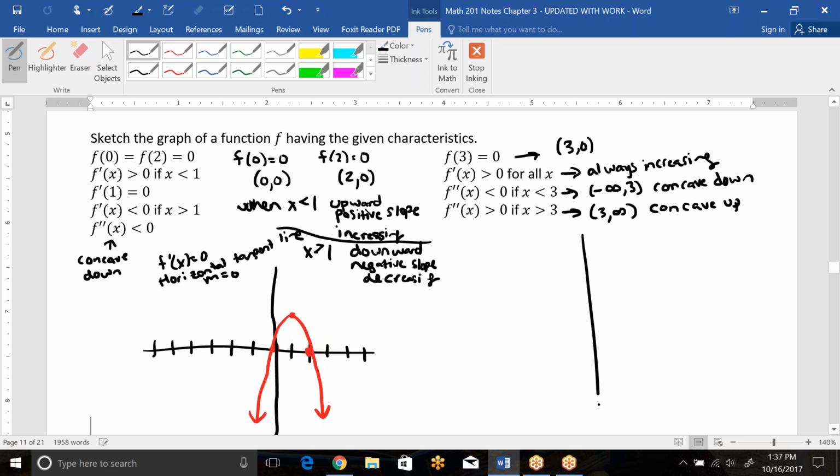Okay, so let's see if we can sketch what this would look like. And again, I'm not going to put any y points since we're not really too worried about how high some of these points are getting. So 3, 0 is our x-intercept. We're always increasing, so that means as I draw from left to right, my graph should be going up a hill. And then from negative infinity to 3, I'm supposed to be concaving down. But from 3 to positive infinity, this direction, I'm supposed to be concaving up. So there's a rough sketch of that one.